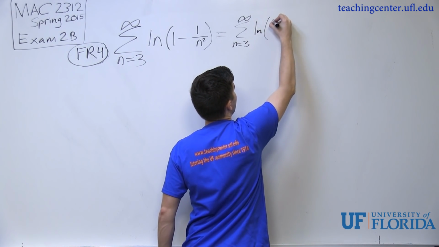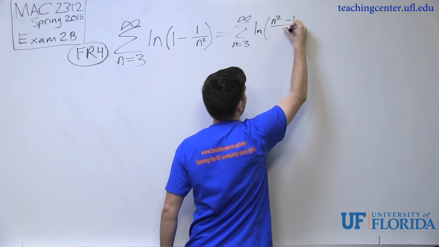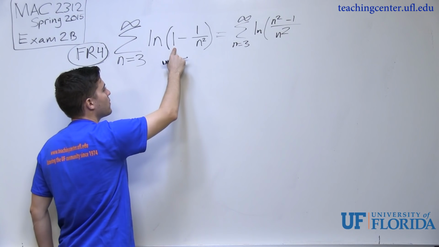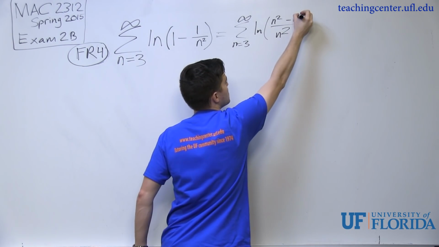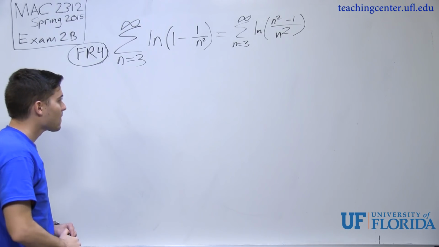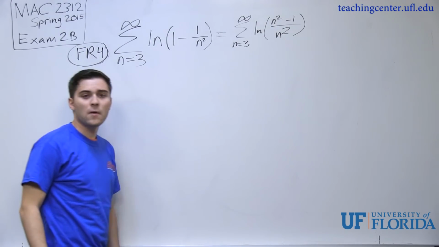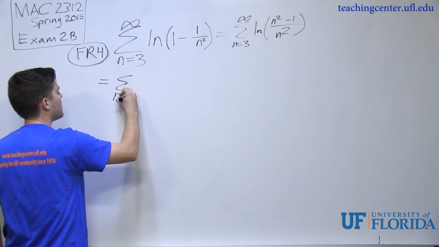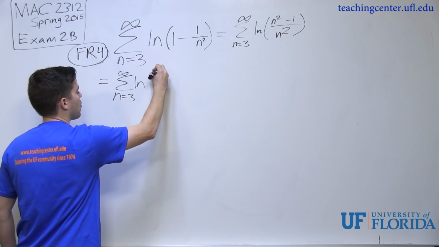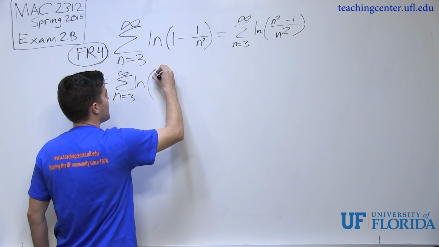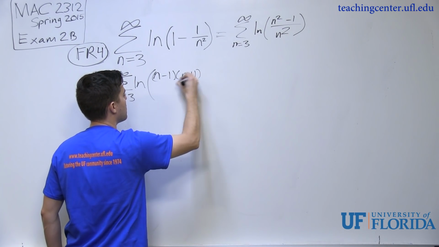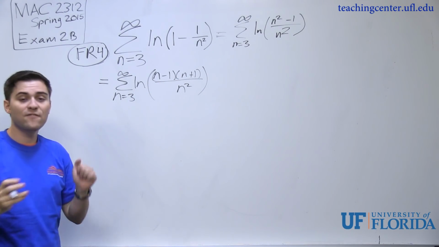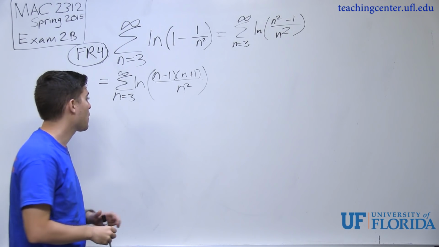I have natural log of n squared minus 1 over n squared. So all I did was this becomes n squared over n squared minus 1 over n squared, the new term inside. Now, I can break this up a little bit further. N squared minus 1 has two roots, so I'm just going to rewrite that really quickly. N equals 3 to infinity, natural log of (n minus 1)(n plus 1) over n squared. Okay, so now we have two different terms, and from here we could use the rules of natural logs to break them up right away.